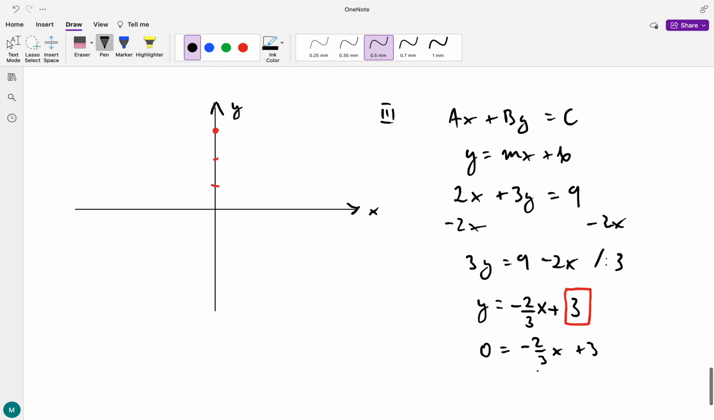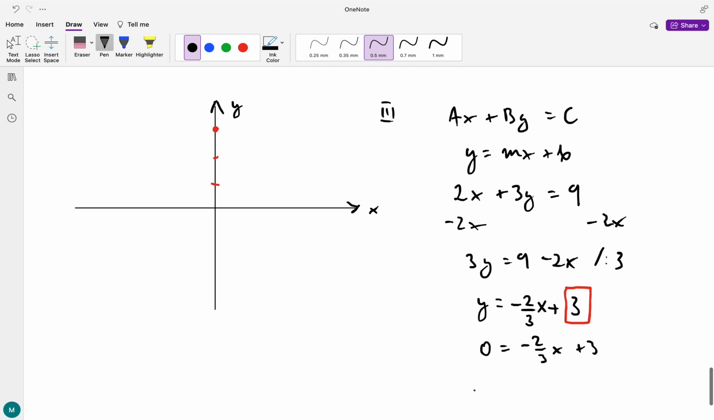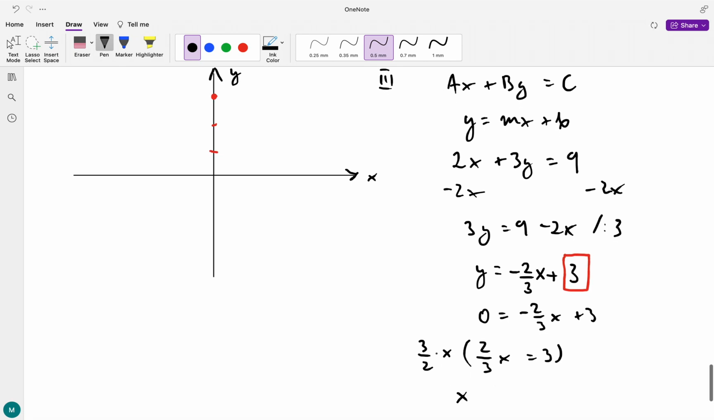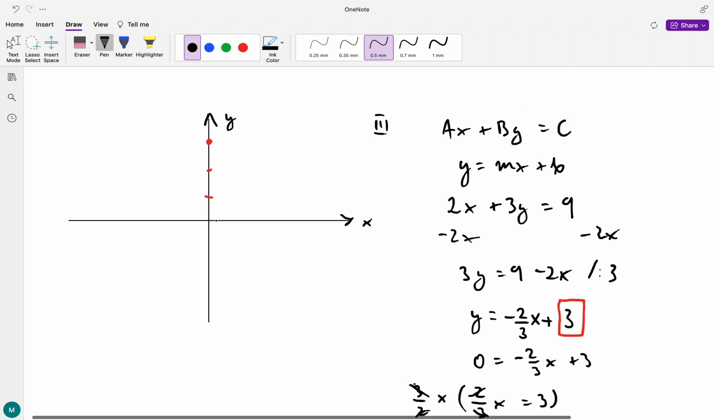So I'm going to add 2/3x to both sides, so we'll have positive 2/3x is equal to 3. And I'm going to multiply both sides by 3/2 to get rid of this fraction. And I end up with just x because these cancel out. And on the other side, I end up with 9/2, which is 4.5. Okay, so when y is 0, I end up with 4.5.